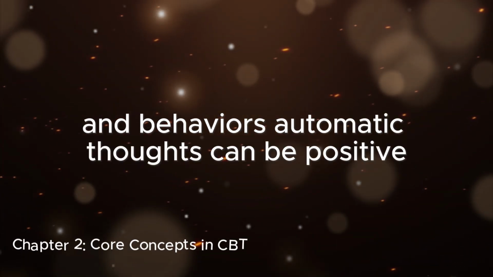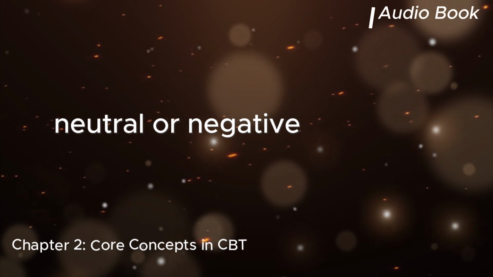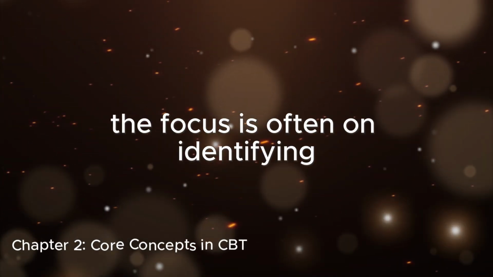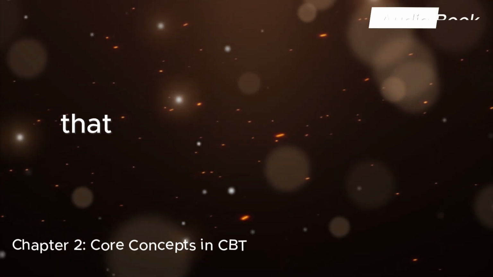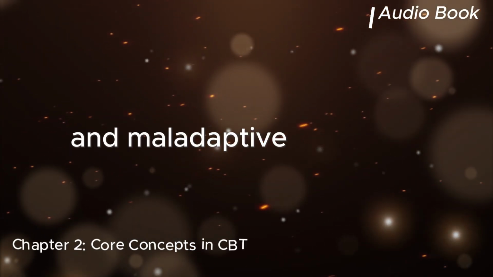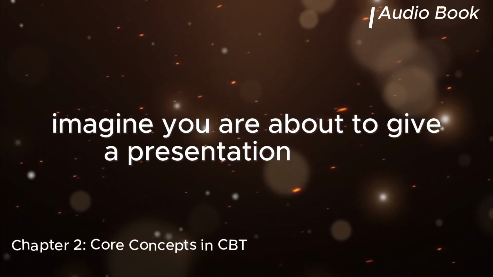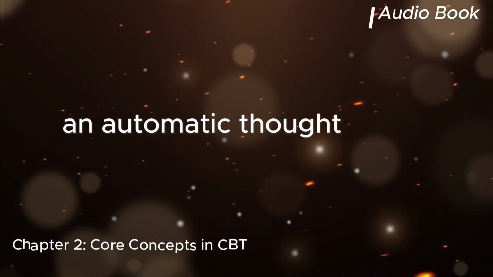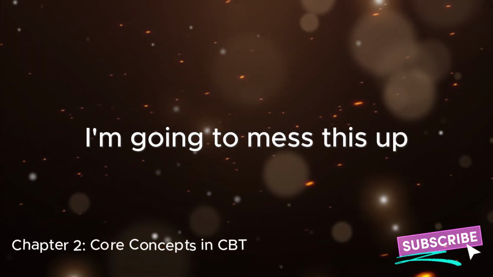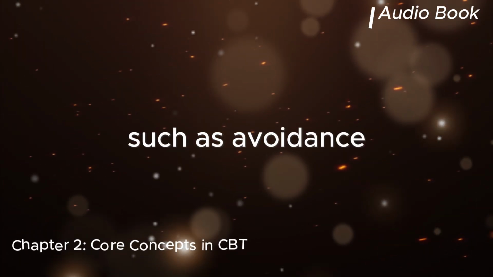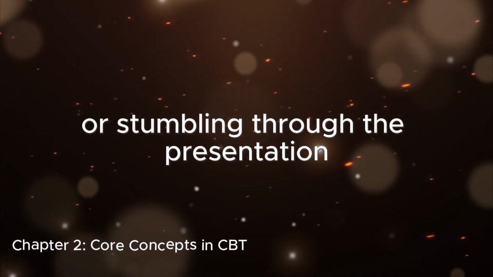Automatic thoughts can be positive, neutral, or negative, but in the context of CBT, the focus is often on identifying and addressing negative automatic thoughts that contribute to emotional distress and maladaptive behaviors. Example: imagine you are about to give a presentation at work. An automatic thought might be, "I'm going to mess this up," leading to feelings of anxiety and possibly behaviors such as avoidance or stumbling through the presentation.